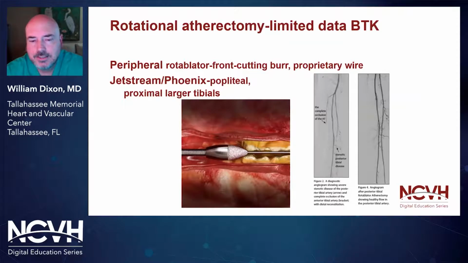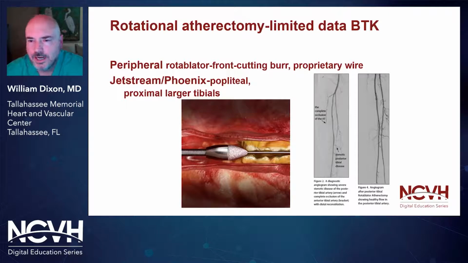Rotational atherectomy is a similar concept, but it rotates around the wire. The Rotablator, which is used in the coronary space, is a similar device. There's a peripheral Rotablator. It has a front cutting burr. They also have a proprietary wire. A couple of other devices are Jetstream or Phoenix, but typically, again, those are reserved for larger popliteal arteries or very large proximal tibial vessels.